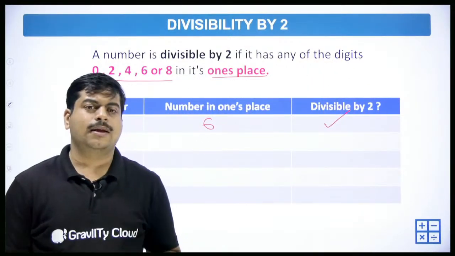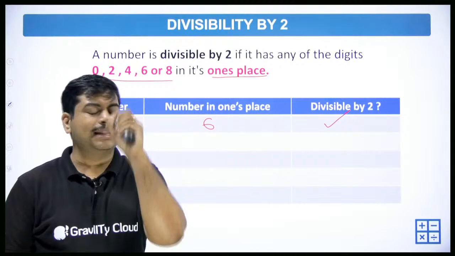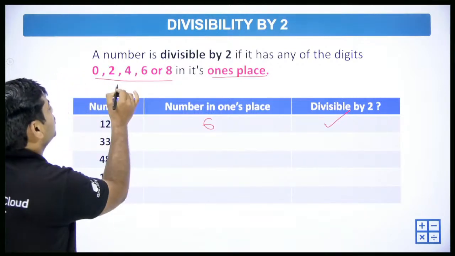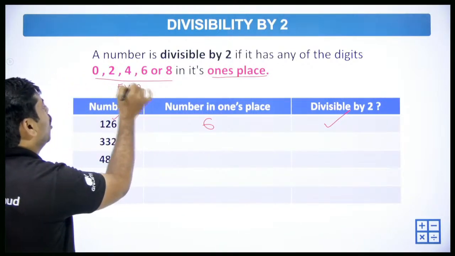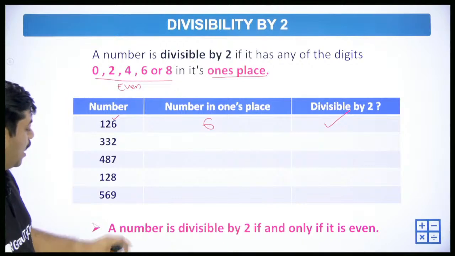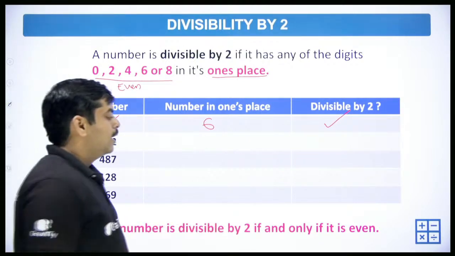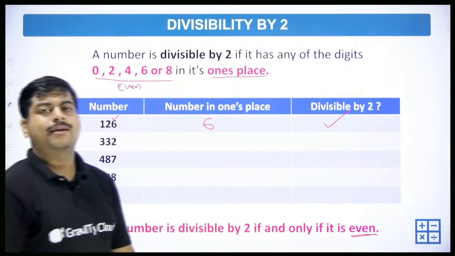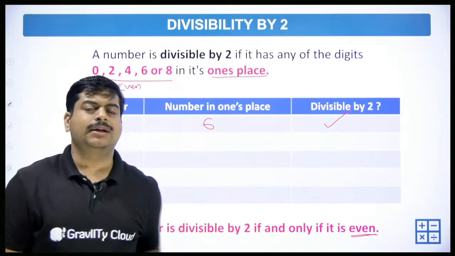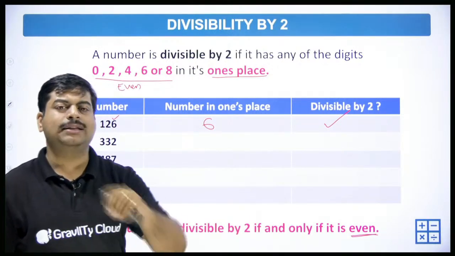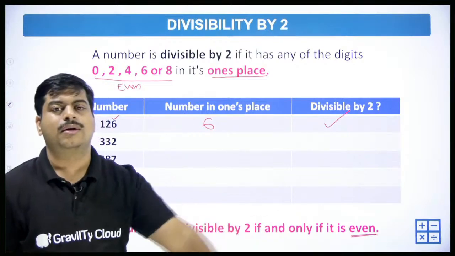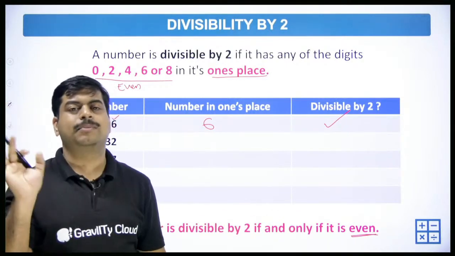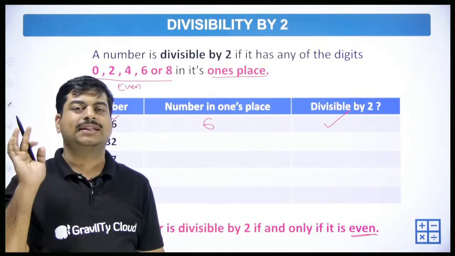For the number 2, I can say it more easily: all these are even numbers. All these are even numbers, correct? A number is divisible by 2 if and only if it is an even number. So just by seeing the number, even or odd: even means it is divisible, odd means no. Even 100%, odd 0%.